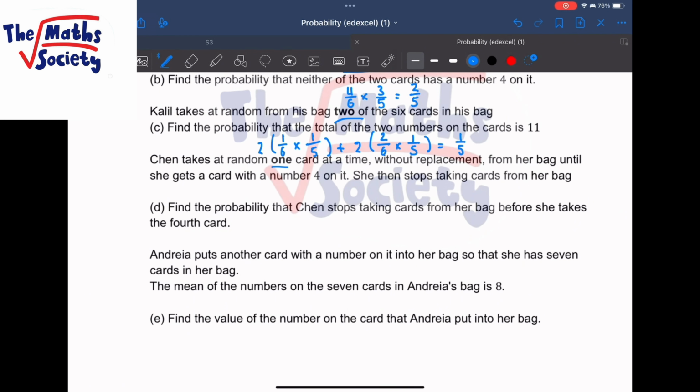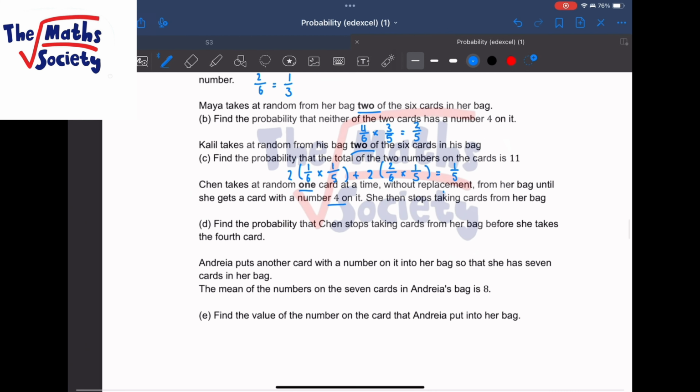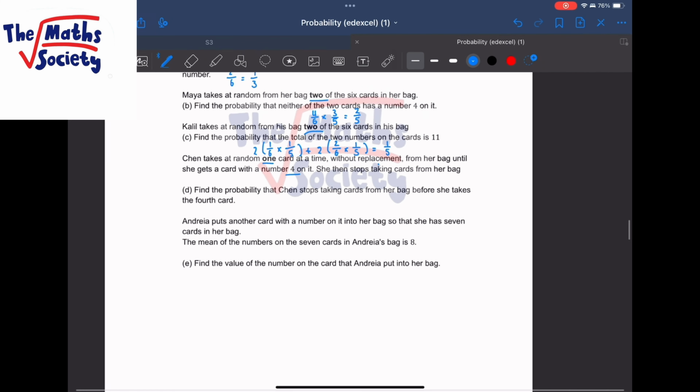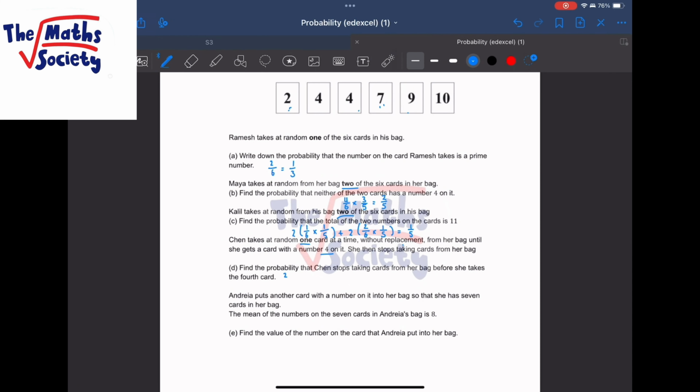And Chen takes at random 1 card at a time without replacement from her bag until she gets a card with a number 4 on it. She then stops taking cards from the bag. Find the probability that Chen stops taking cards from the bag before she takes a 4th card. So we need to make sure that there's no 4 until she gets the number 4. So then we know that it will be 2 by 6 because that's 4. It has 2. That's going to be plus 4 by 6 multiply 2 by 5. And then 4 by 6 multiply 3 by 5 multiply 2 by 4. That's going to equal 4 by 5. And that should be our answer.